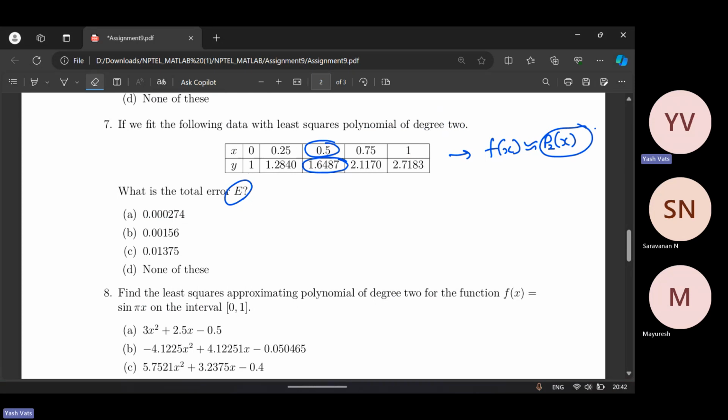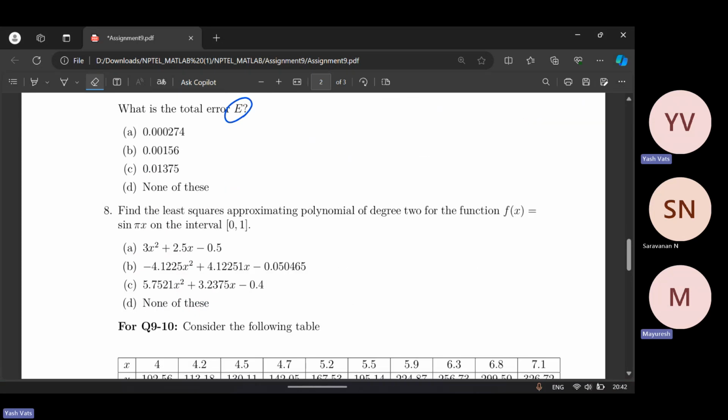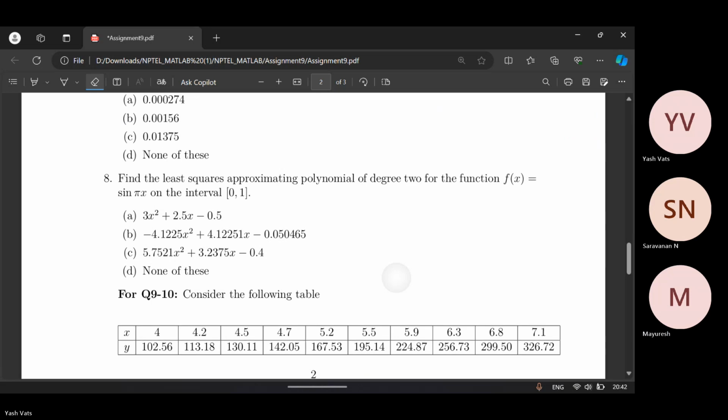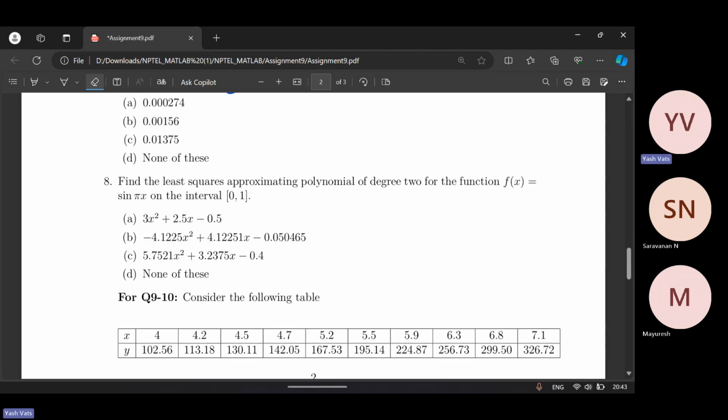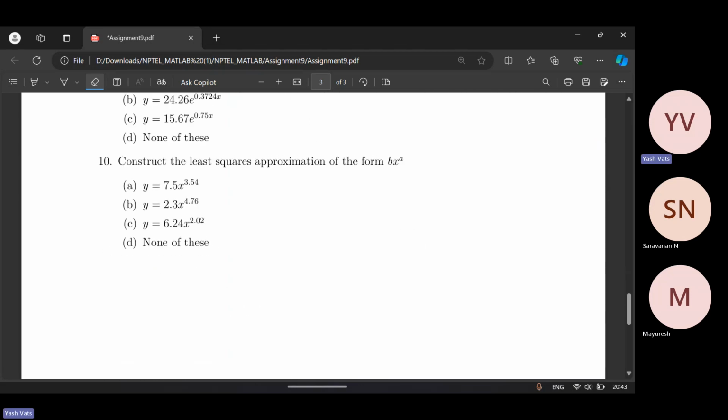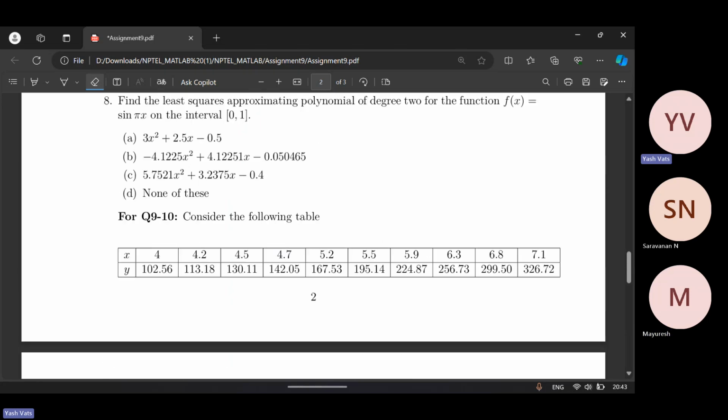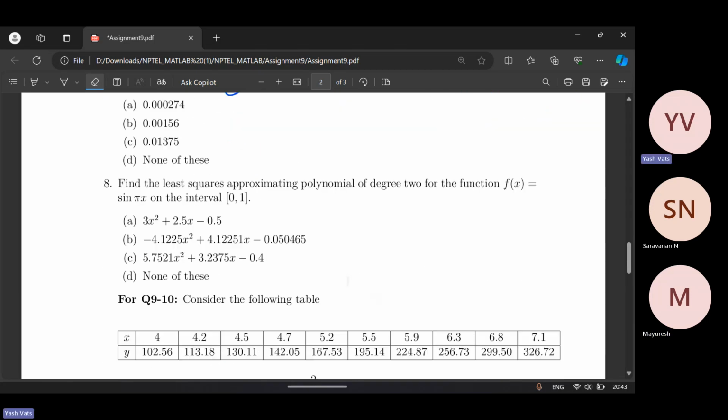I just replaced something from the question. Maybe we can try one question from this also. So find the least squares approximation for the polynomial of degree 1 for the function on the interval 0, 1.